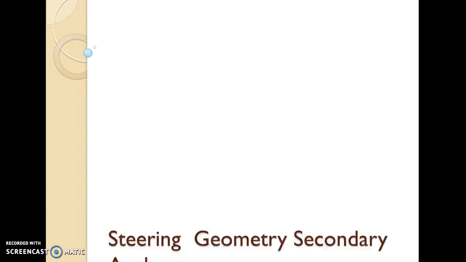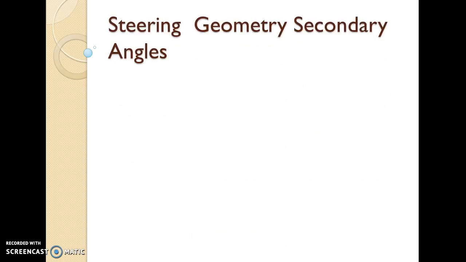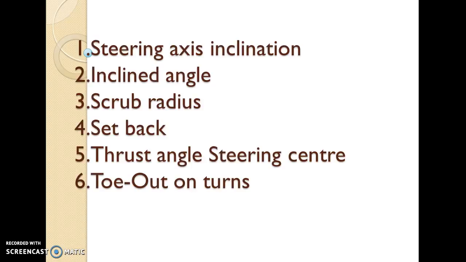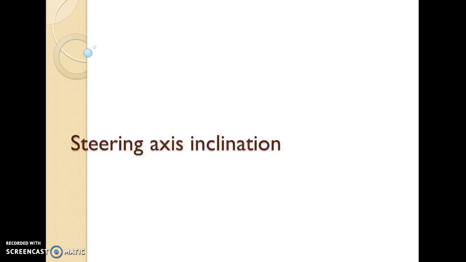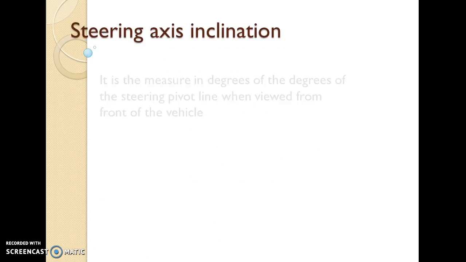Good morning all. Today let us learn about the concept called steering geometry secondary angles. The topics which can come under this concept are steering axis inclination, inclined angle, scrub radius, setback, thrust angle, steering center and toe out on turns. Let us study about these topics one by one. First one will be steering axis inclination.